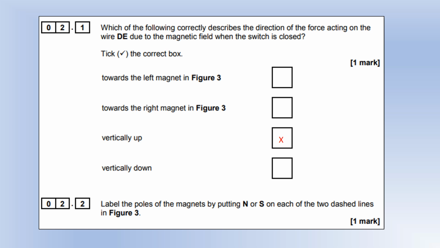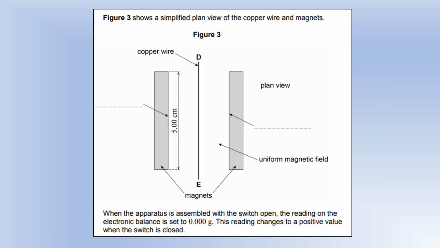So label the poles of the magnets by putting a north or south on each of the two dashed lines. So essentially, we know the force is going to be up, and if you look back at the circuit diagram earlier, conventional current is going from E to D. So I'm going to get my middle finger pointing upwards in the diagram. I've got my thumb coming out of the page, which means that essentially the field must be going from right to left. So the north is the one on the right and the south is the one on the left there.